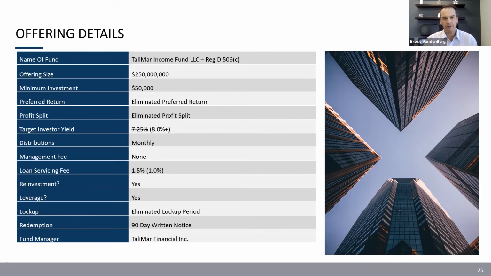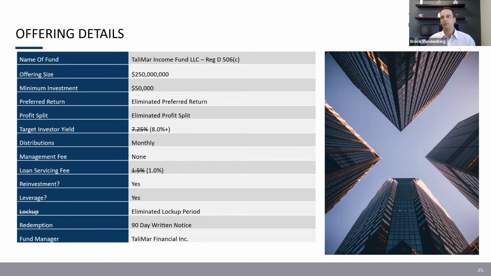Distributions of the fund are done monthly. Right now, we do not charge any management fee. Income is generated from the loan servicing fee of 1%. We allow investors to reinvest their distributions. And yes, we use leverage.